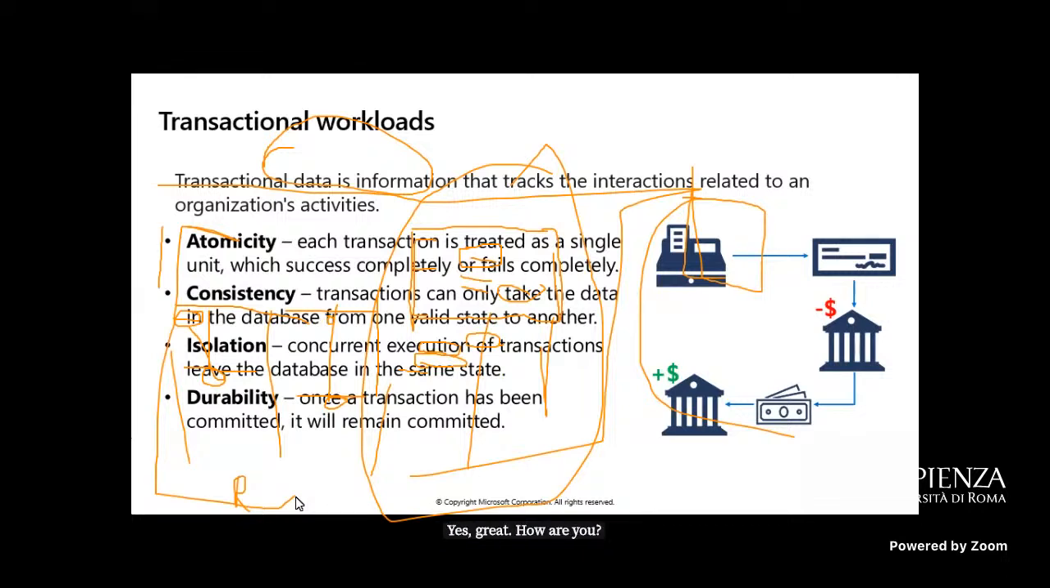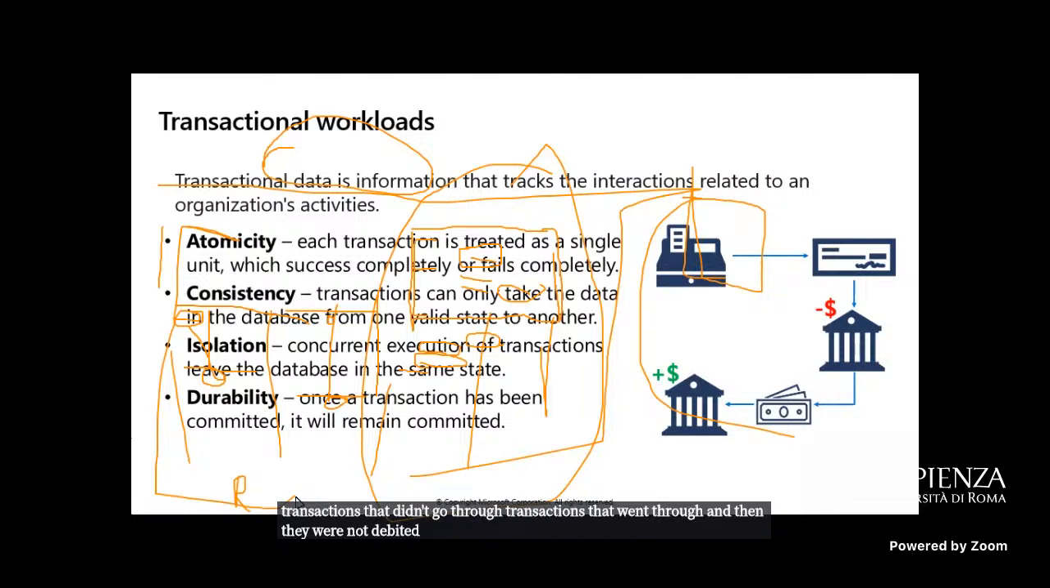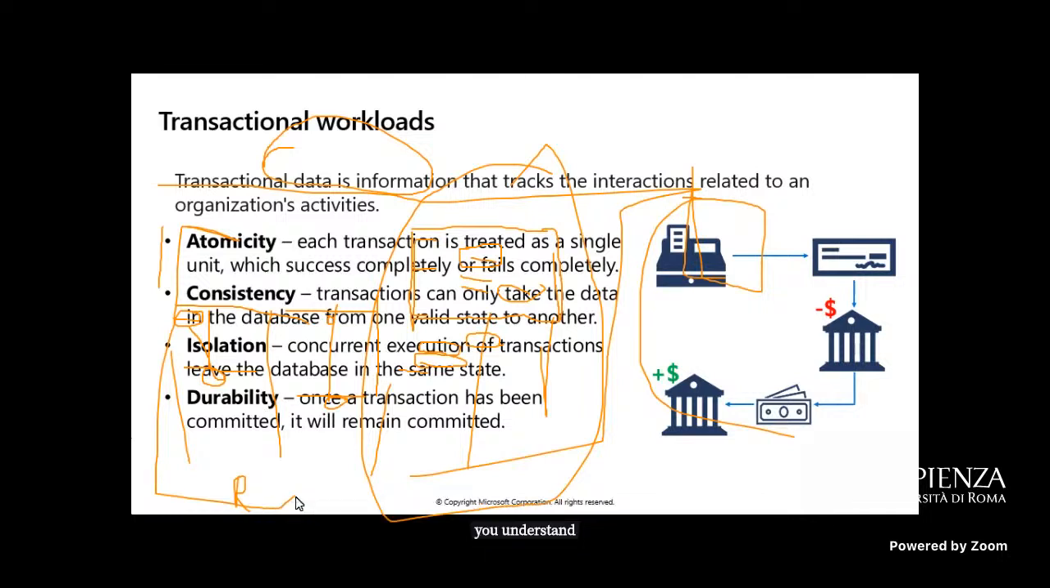So everyone has been complaining about their banks, and some people would have had transactions that didn't go through, or transactions that went through and then they were not debited. And some people must have seen miracle money in their accounts. With everything happening, for transactional workloads, the ideal case is that none of that ever happens.